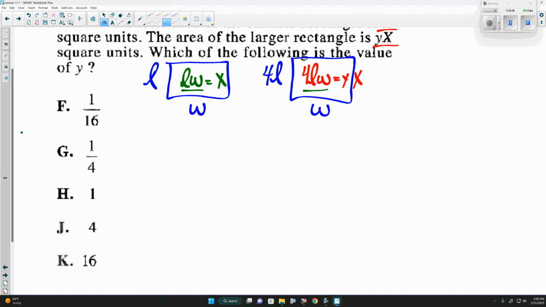What is the difference between these two here? Because we said what? L, length times width is x. So what we can say is this length times width is x, and it's being multiplied by 4. So what does y have to be?